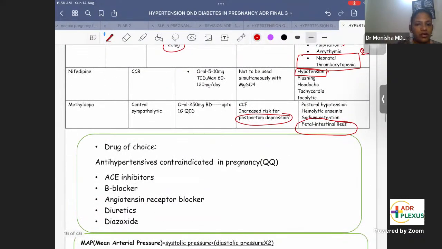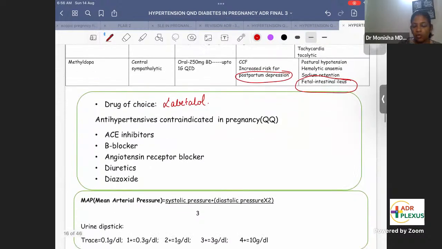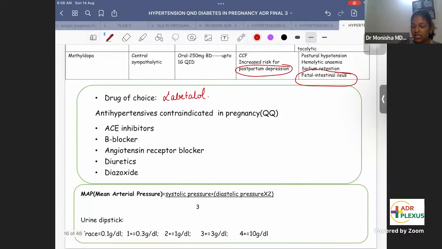Which is a drug of choice for preeclampsia? It is the labetalol. Any antihypertensive that is contraindicated? Remember, there are so many antihypertensives, but which are not given in pregnancy is a very important question. It's repeatedly asked, a direct question. ACE inhibitors, beta blockers, angiotensin receptor blockers, diuretics you are not giving.